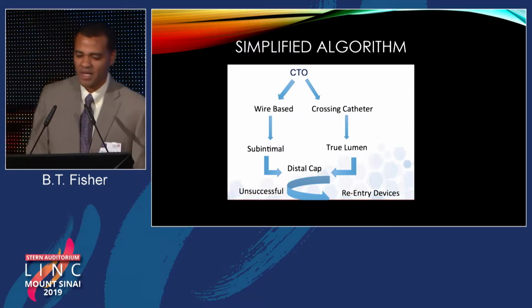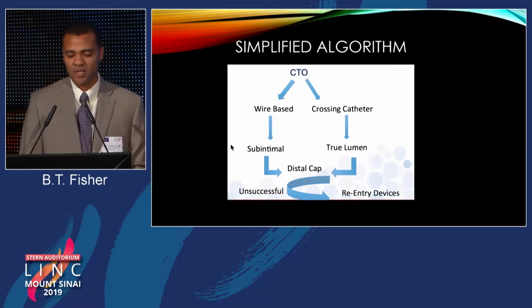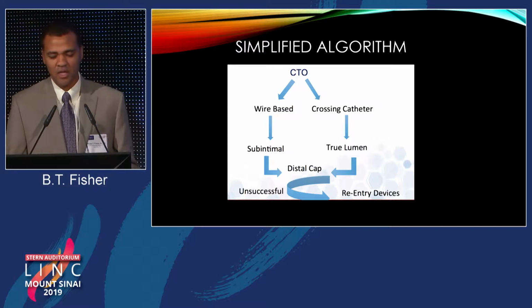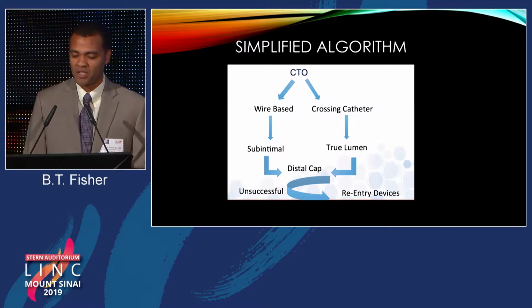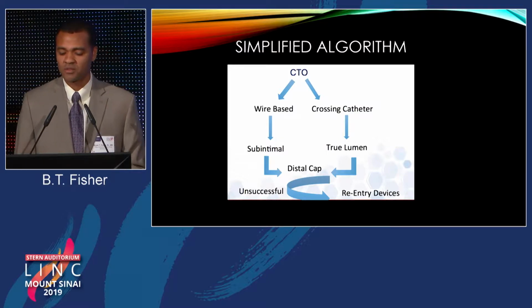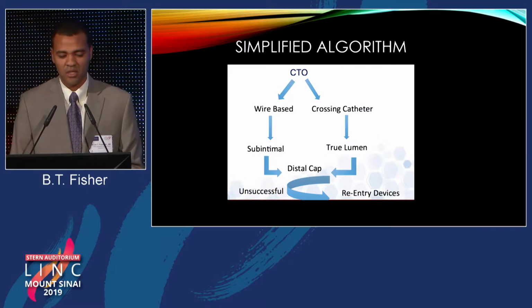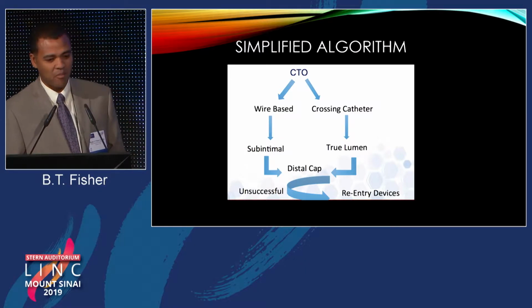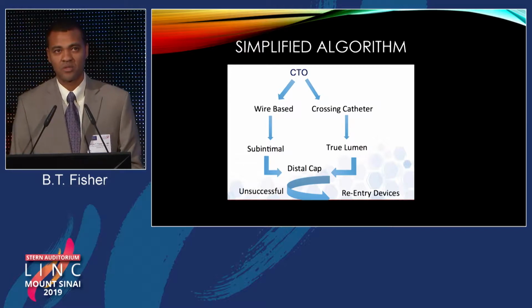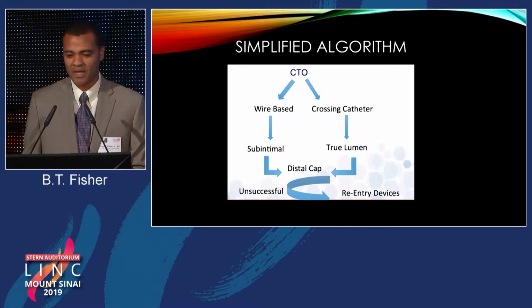Here's a more simplified algorithm, and we'll start on the left side. Again, it's wire-based, where you get into the subintimal space. You encounter your distal cap and either try to get into it and back into the true lumen, normal vessel, or if you're unable to do so, then the use of a reentry device is always an option. Though I will say in my practice, we don't use reentry devices at all. I think I probably used 2 or 3 over my 7 years.